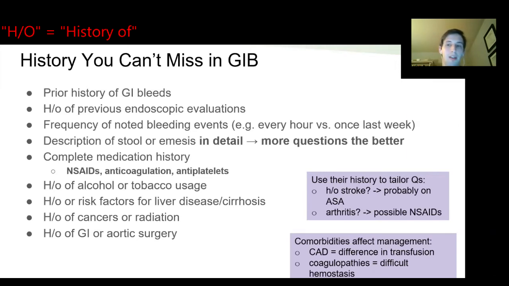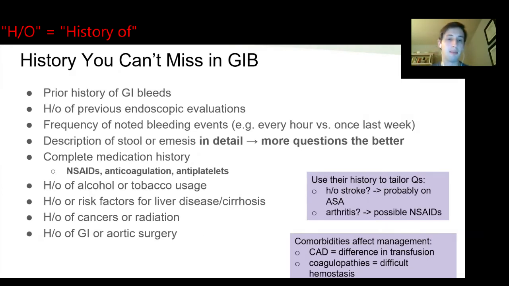It's also important to know the date and the time of the bleeds. Has it been happening a long time? Did it happen once a week ago? And it's really important to know their medication history. Think about the conditions and comorbidities that they have, because those comorbidities not only will affect their management, but also knowing what medications are associated with what conditions.